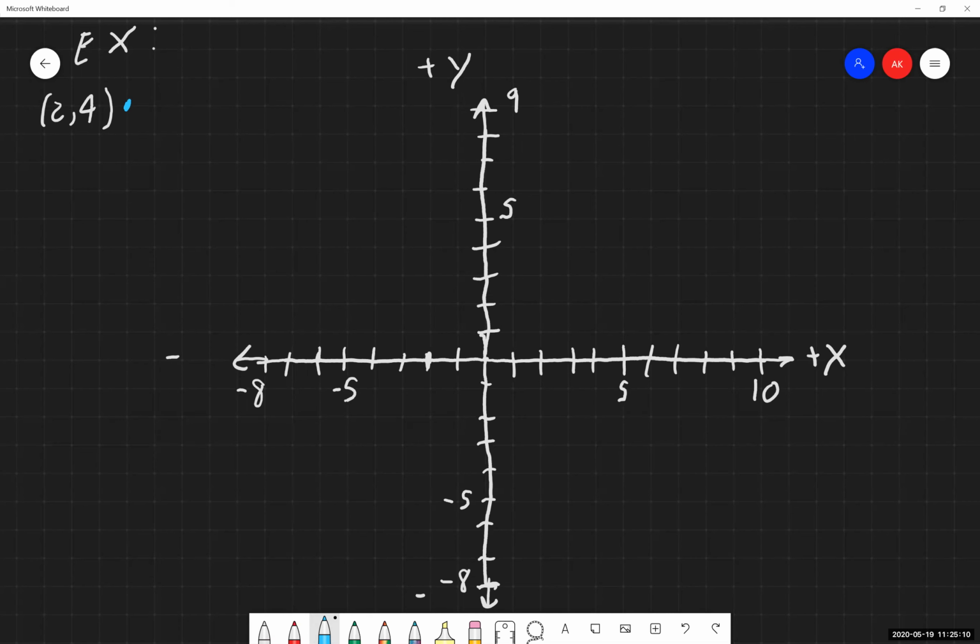So from the origin, and you don't need to do this every single time, I'm just going to do this in a couple of our earlier examples. So starting from the origin, I'm going to be counting over 2 in the positive x direction, because my x value is positive and it's 2. And then from there, I'm going to be going 4 in the positive y direction. So I'm going up to here. And I have the point 2, 4. So I've just plotted that point and I'm good to go there.